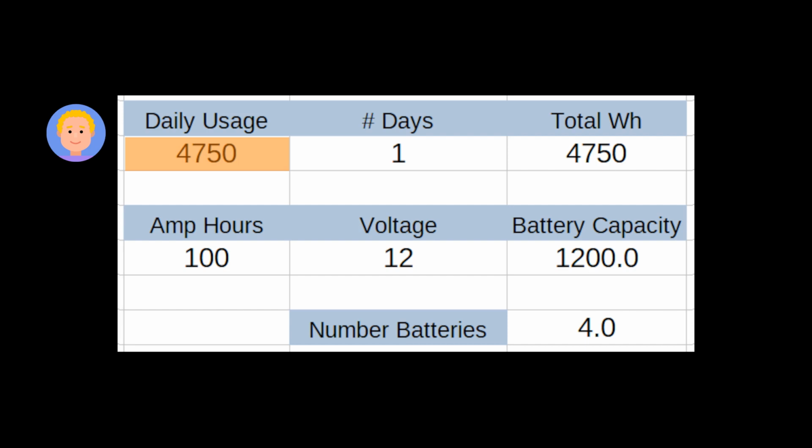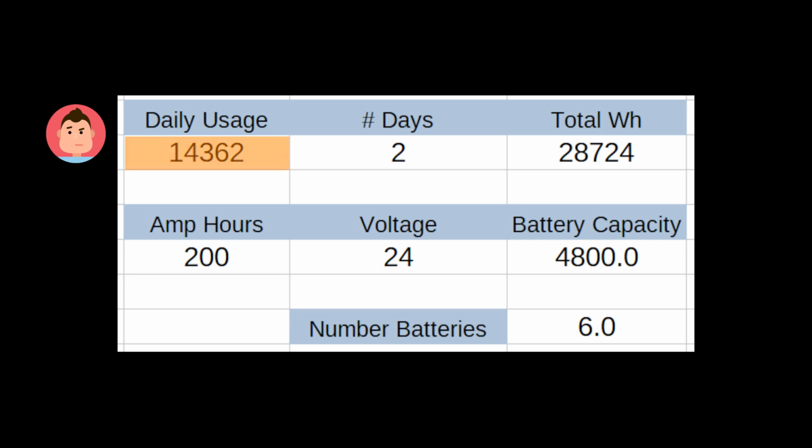Jim had a daily usage of 4750 watts. Remember, that included that 25% extra padding we put for inefficiencies. Since the weather is so nice in Arizona, Jim figures it's sunny just about every day, so he only needs 1 day's worth of storage. He bought some 100 amp hour batteries. To convert amp hours to watt hours, you just multiply by the voltage. So 100 amp hours times 12 volts gives 1200 watt hours per battery. The total watt hours of 4750 divided by 1200 watt hours per battery gives a total of 4 batteries.